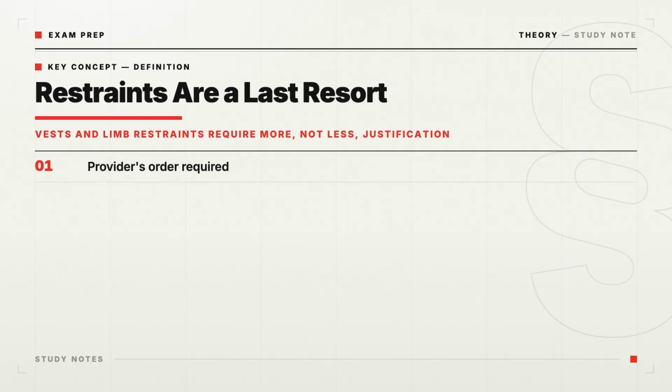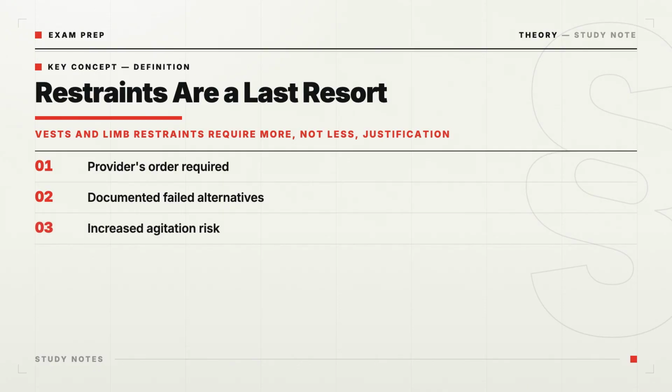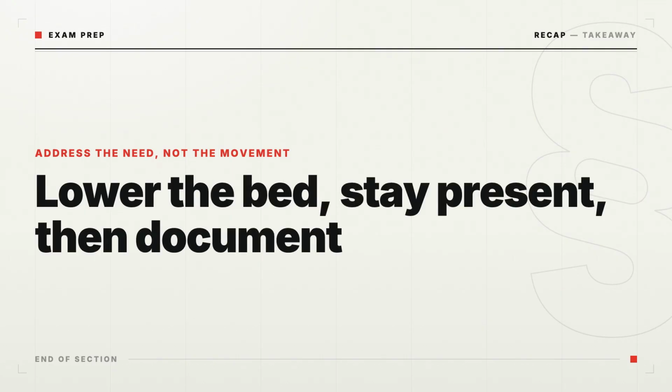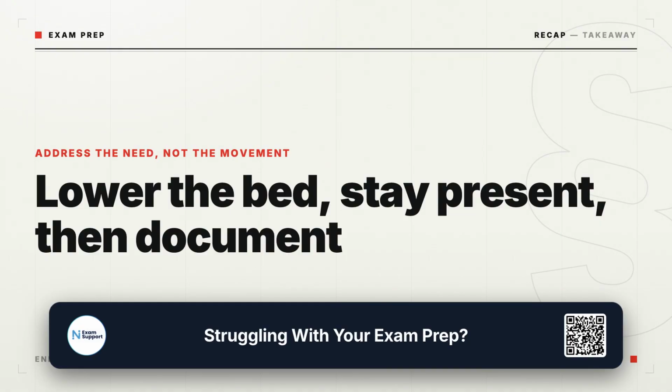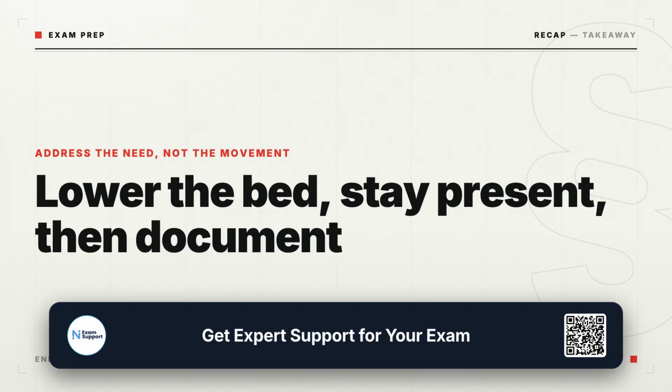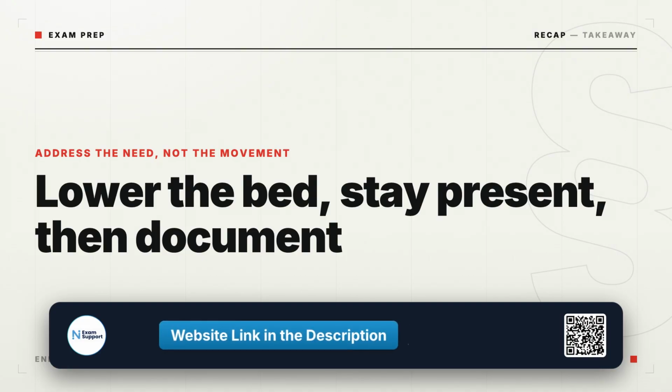Restraints sit even further down the wrong path, requiring a provider's order and documented proof that gentler options were tried first. They can increase agitation and have caused strangulation or entrapment, so using one to quiet a climbing patient inverts the entire least restrictive principle. Charting a low bed position isn't an intervention, it's just a description while the patient keeps climbing. Act first by lowering the bed, staying present and meeting the need, and only then chart what was done and how the patient responded.